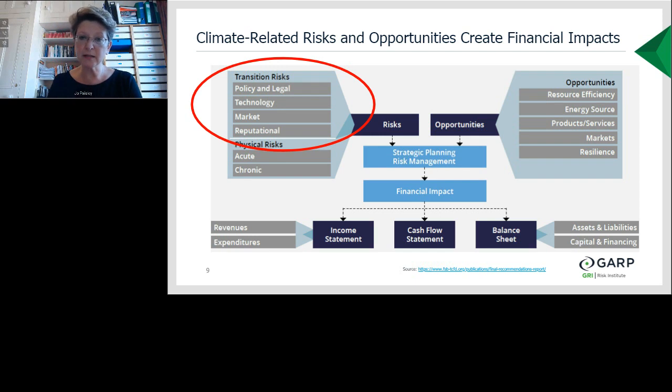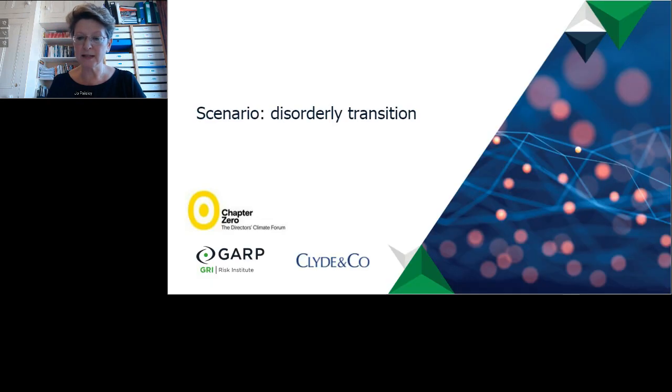So these are the factors that you, the board, will need to be thinking about in our scenario game today. So watch out for those different risk factors as we go through it. And let's now get into the scenario.